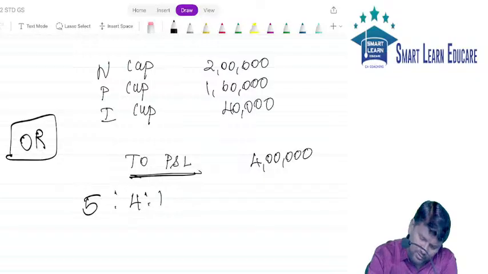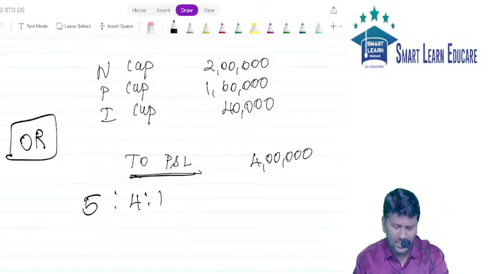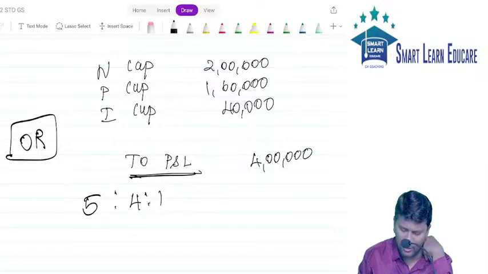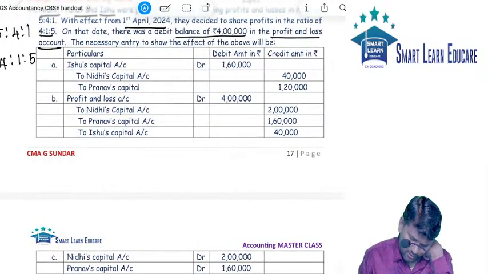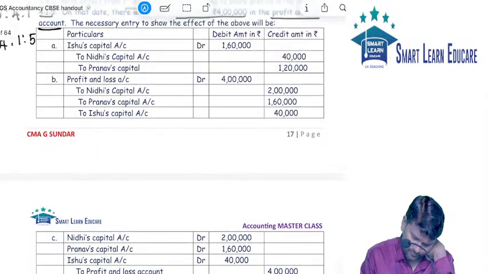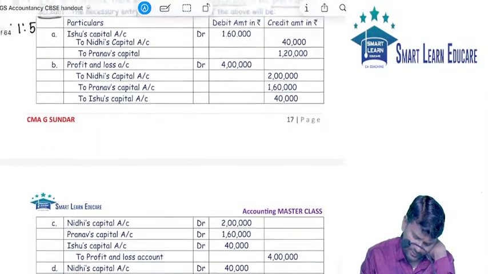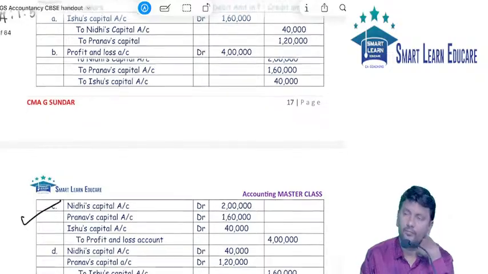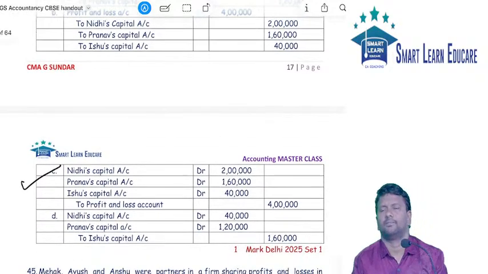That's all. So the journal entry is: N's capital account debit, P's capital account debit, I's capital account debit, to P&L. What is the option? The answer is option C. Option C is the answer.